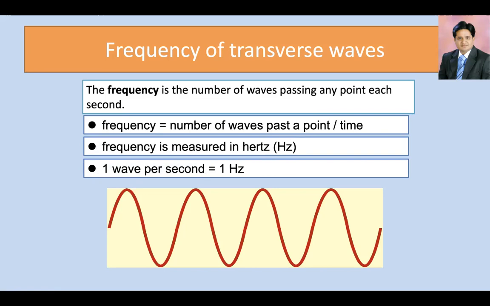Sometimes if you hear the FM radio 512 megahertz, that means it is 512 times 10 raised to the power 6 hertz. It means 512 million vibrations per second.